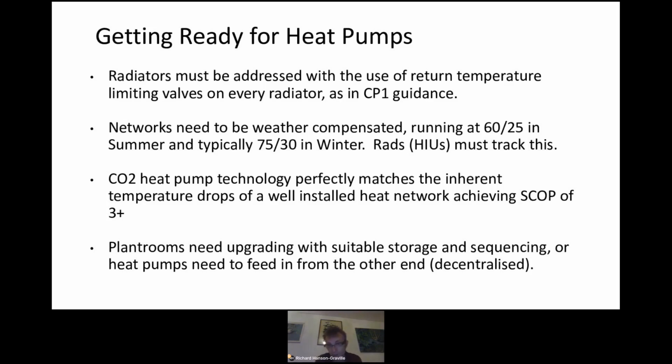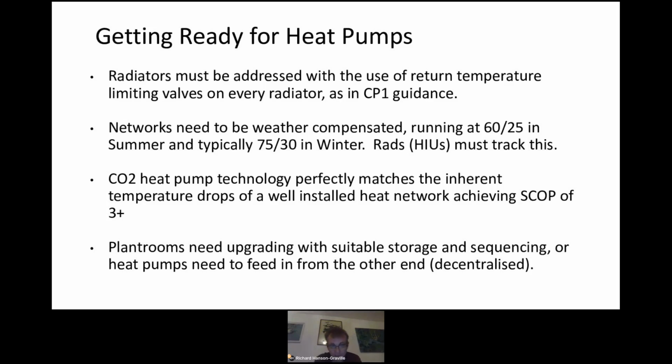Again, on radiator temperatures, some HIUs in the industry have these functions, but if you're going to move the primary temperatures on your network up and down, the radiators need to track that. There's no point raising your central plant temperature if your radiator temperatures don't go up in step with it, and the other way. So these are some fundamental first principles that we need to address, and can be addressed, and they are being addressed where people are aware of them, but it won't work if you don't address them.